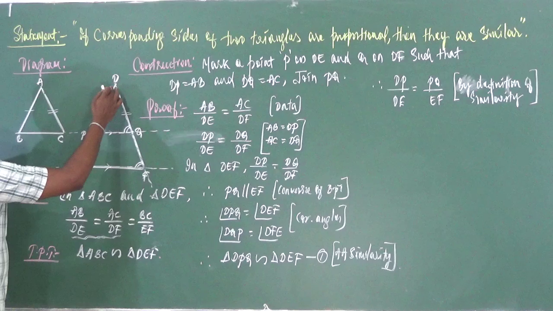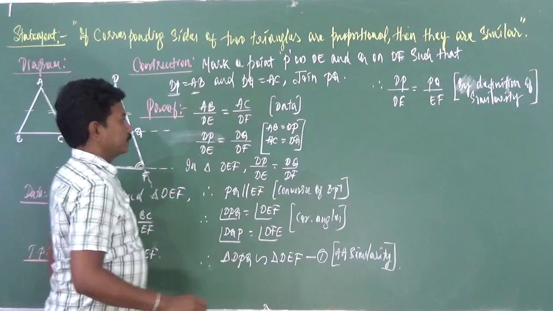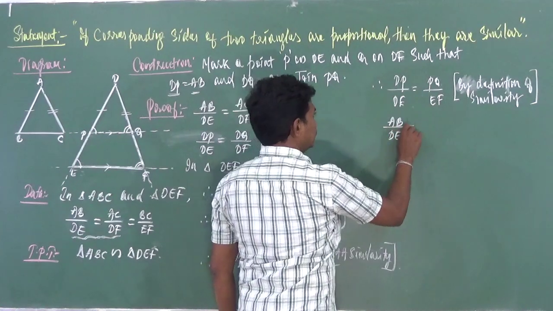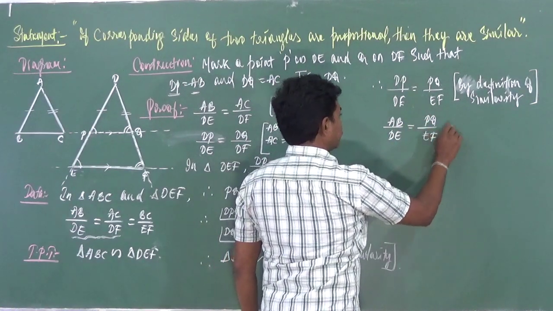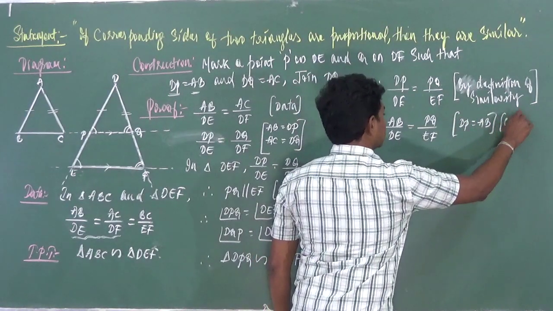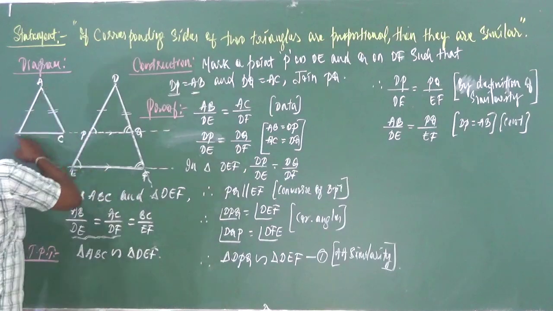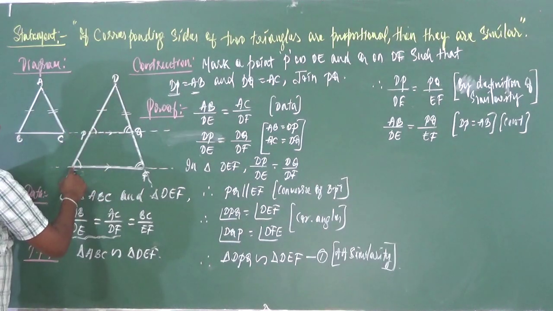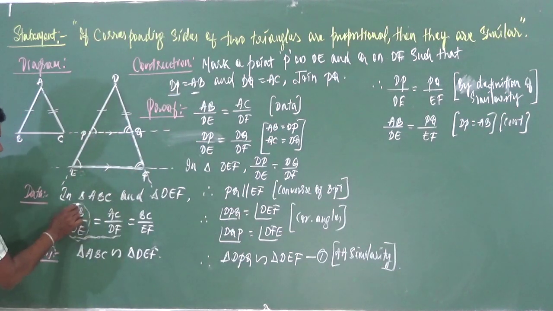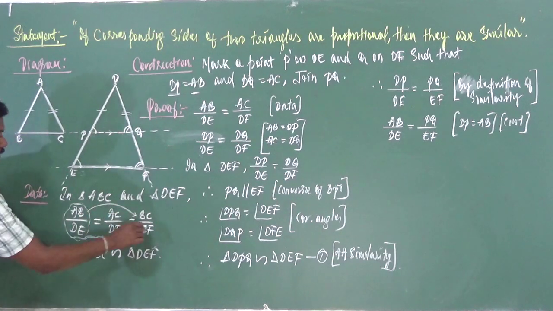Now according to the construction, dP is equal to AB, so I will replace this dP by AB. So AB by dE is equal to PQ by EF. dP is equal to AB, and that is according to construction, what we have got right now. Here AB by DE is equal to PQ by EF. But what is AB by DE equal to? This AB by DE is already equal to BC by EF. That is according to data.